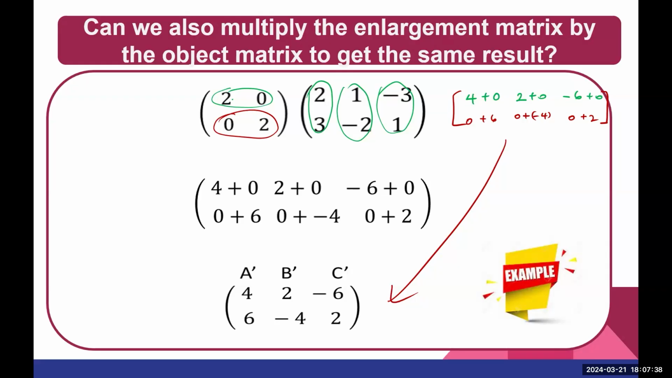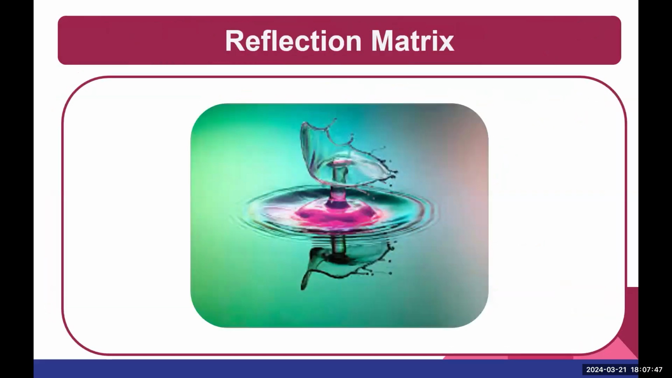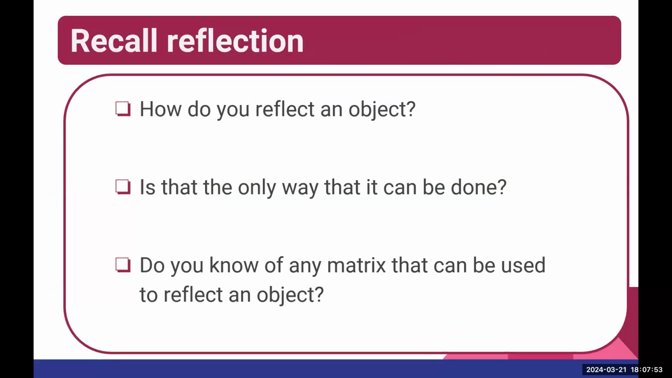All right, so who can guess what comes next? We did translation, enlargement. What comes next? Reflection. It was an easy guess. So we will be looking at reflection matrix. And I have 3 questions for you here. How do you reflect an object? Is that the only way we can reflect? And do you know of any matrix that can be used to reflect an object?